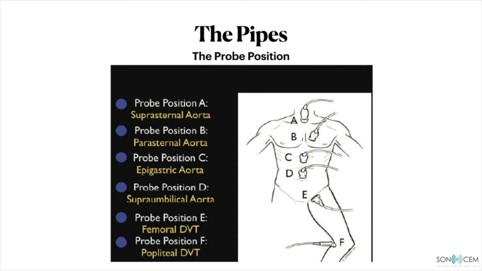We will also scan the vein at 2 points to look for any obstruction. We will use the cardiac probe to visualize the thoracic aorta, the abdominal probe to look at the abdominal aorta, and also the linear probe to picture the lower limb veins.